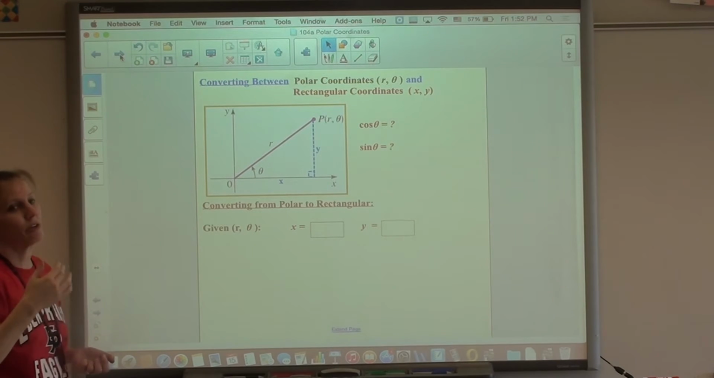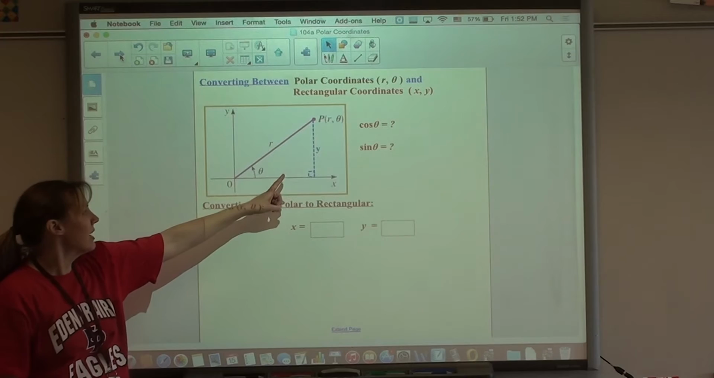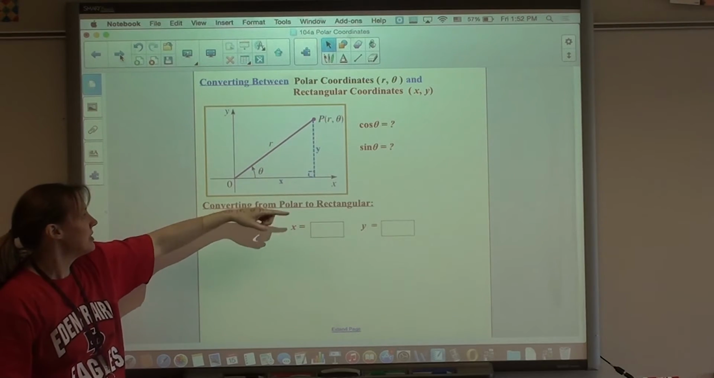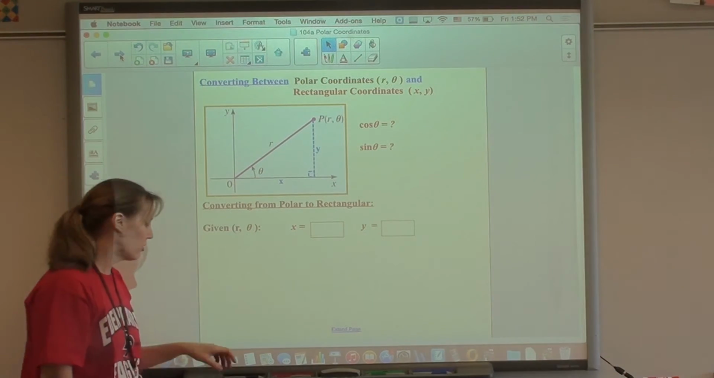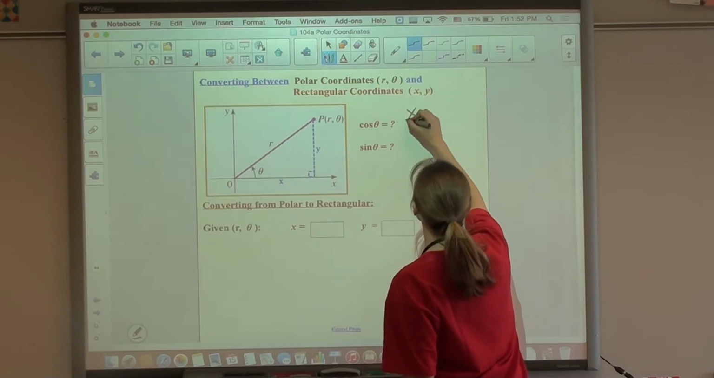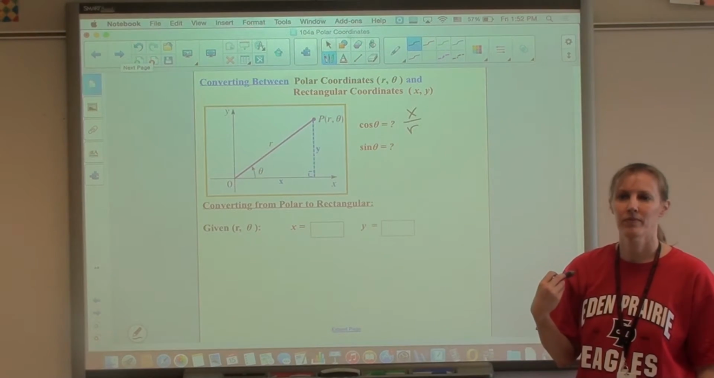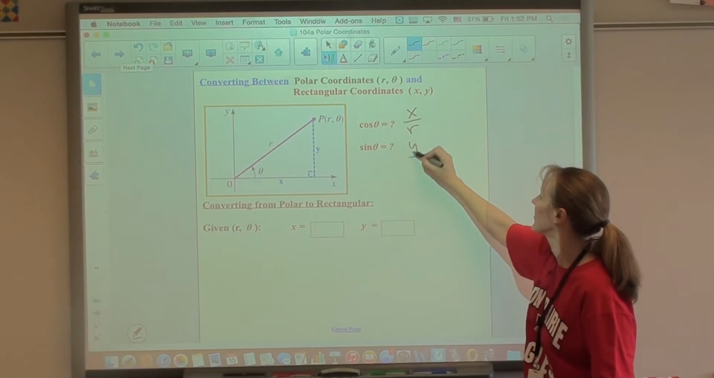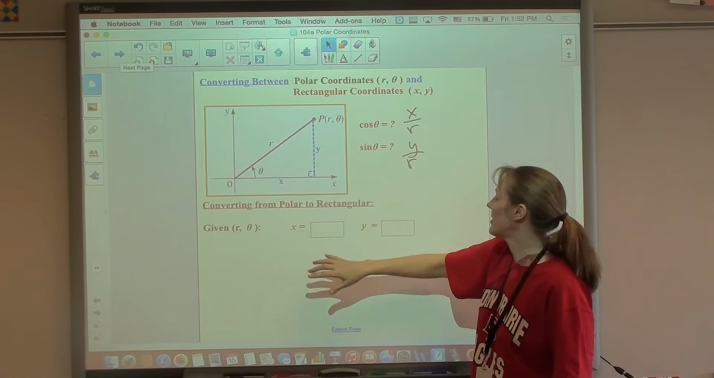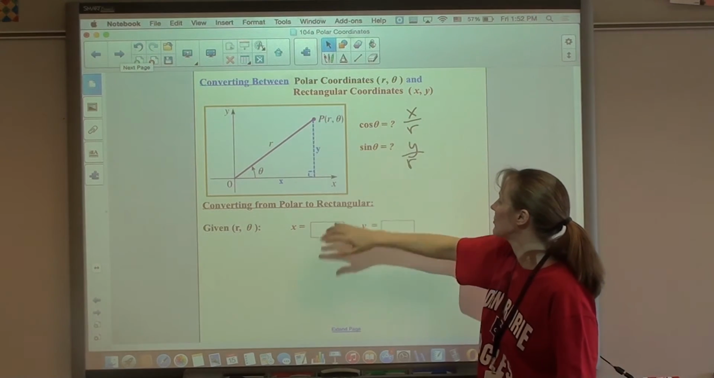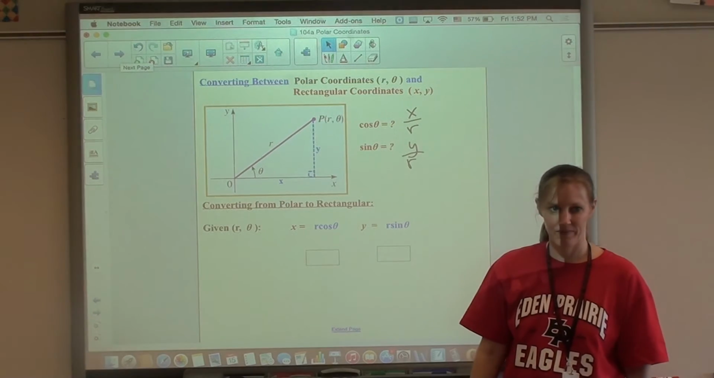Okay, rectangular to polar, to me this is even easier. When you go rectangular to polar, cosine theta is equal to what over what? X over R. Cosine theta is x over r. Sine theta is equal to y over r. So if we solve these for x, x is equal to r cosine theta, and y is equal to r sine theta.